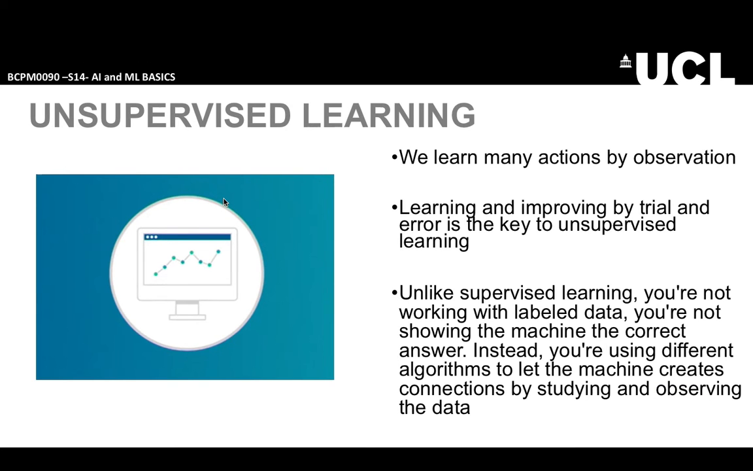Unsupervised learning might seem the most familiar. If you think about it, many actions that we learn are acquired through study and observation. So basically by learning and improving by trial and error. So learning and improving by trial and error is the key to unsupervised learning. In that case, we are not working with labeled data. We are not showing the machine the correct answer. Instead, we are using different algorithms to let the machine create connections by studying and observing the data.